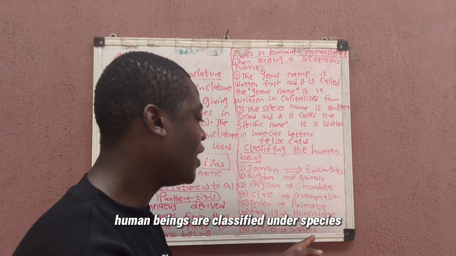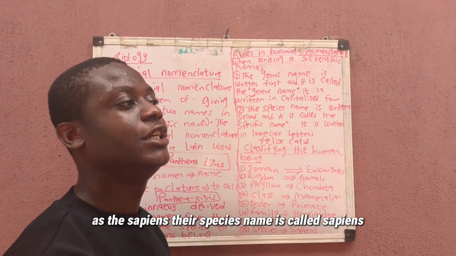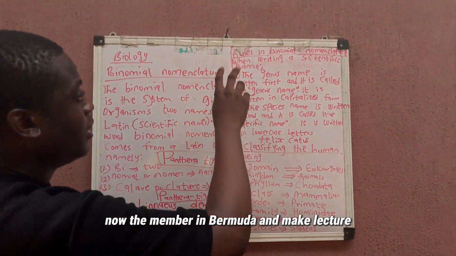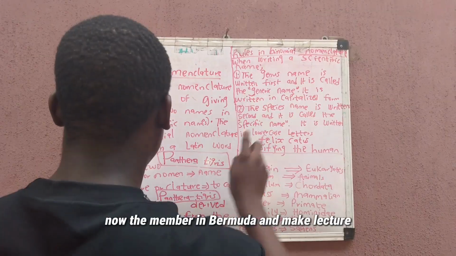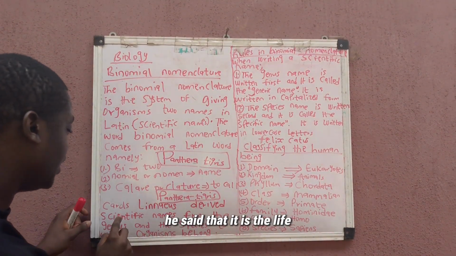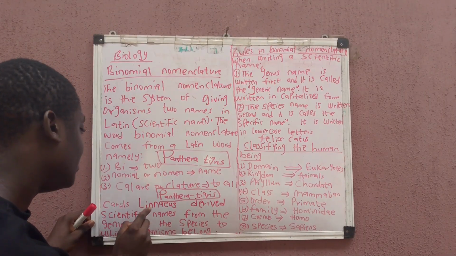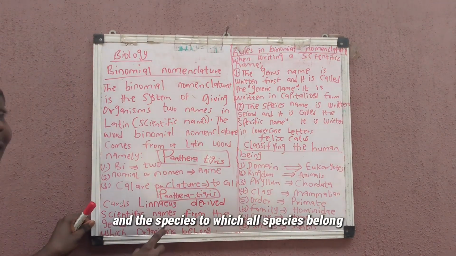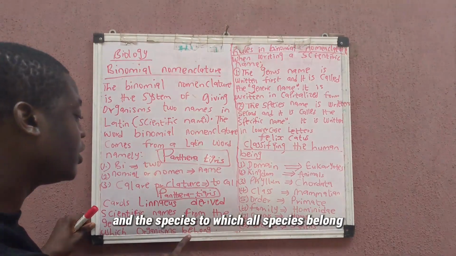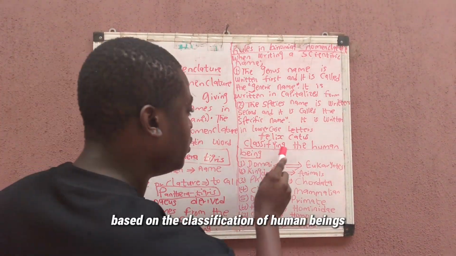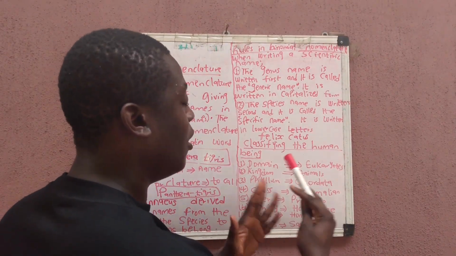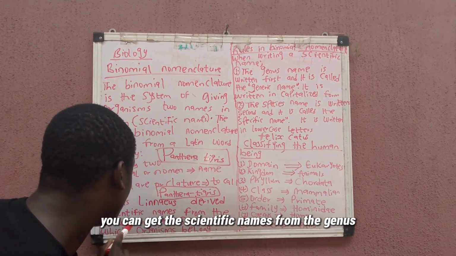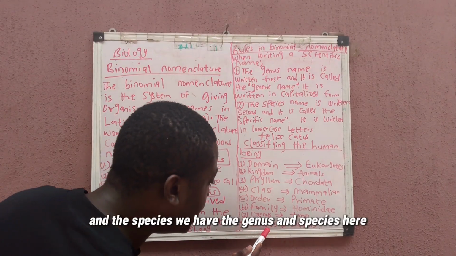Then eight, species. Human beings are classified under species as sapiens. Their species name is called sapiens. Now, remember, in binomial nomenclature, according to Carolus Linnaeus, the scientific names are derived from the genus and the species to which organisms belong. Now we come here, based on the classification of human beings, to their scientific names. We have the genus and species here.